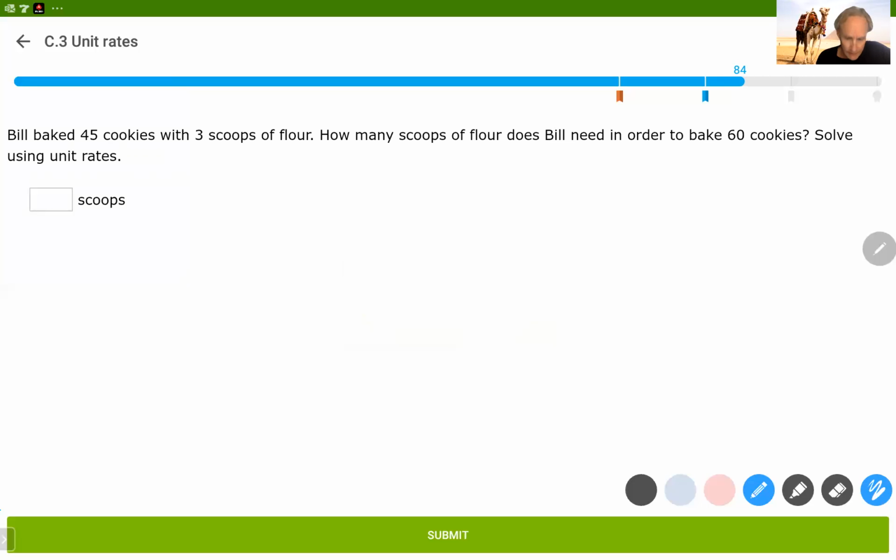45 is to 3, as 15 is to 1. And we want 60 is to 4. I multiply by 4 and multiply by 4.